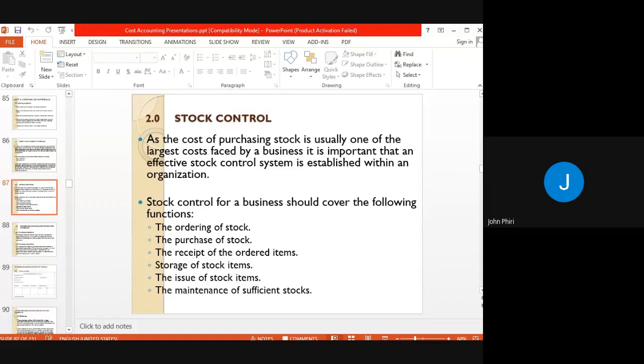Any other? And I like Joseph when he started by saying, I can define by giving examples. That's fine. Sometimes if you fail to define these terms, talk about an example. And that's very important.